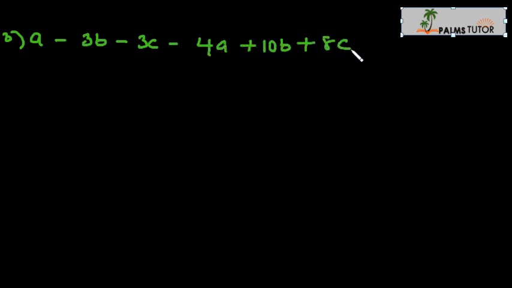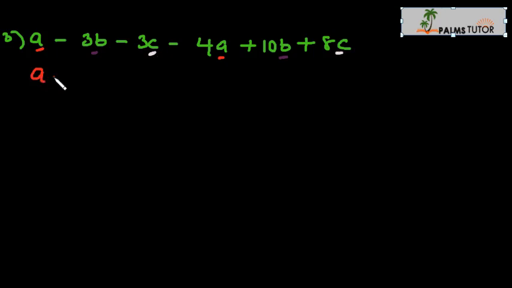So I have, that's example 3, a minus 3b minus 3c minus 4a plus 10b plus 8c. We have 3 different types of variables here, so we need to collect like terms. So I have a, organizing them by bringing them together. This as a, this as a. Then the b, you have b here, b here. Then for c, here, here. So let's bring them together in the same order.